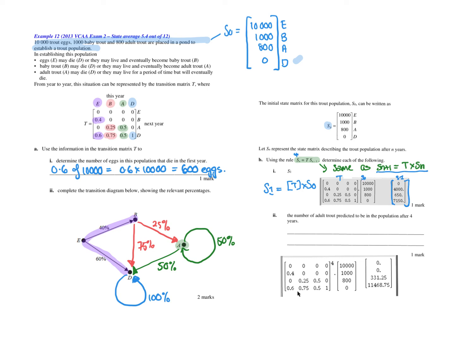Okay, and the number of adult trout predicted to be in the population after 4 years. So we're going to do the transition to the power of 4 times S0, and we get the answer. So this would be S4, and they want the number of adults, which is this one down here. So we're just going to round that to a whole number, and would say 331.